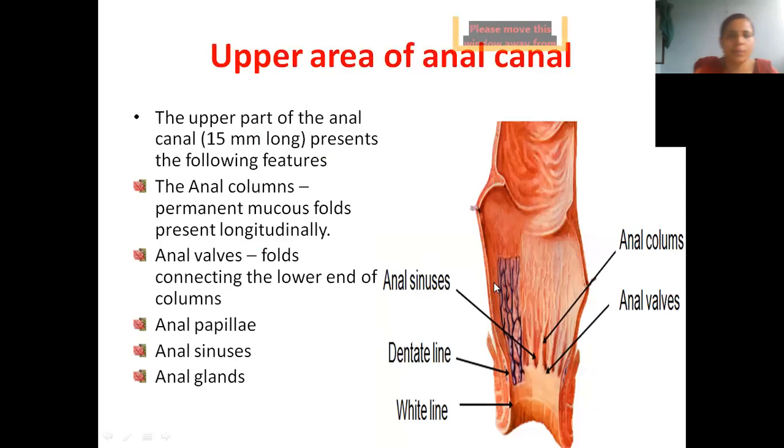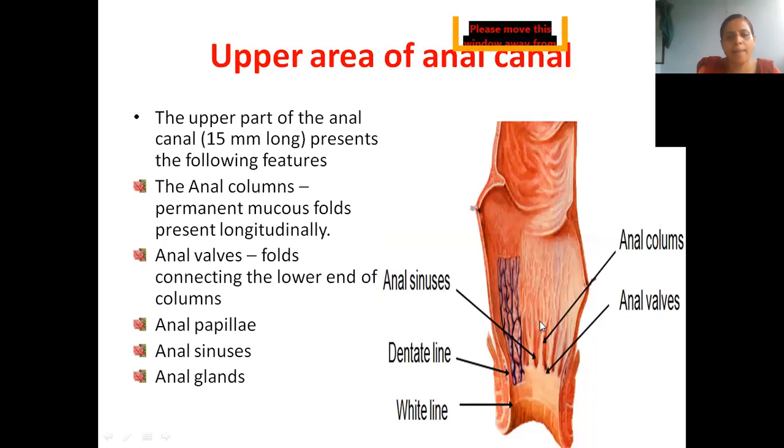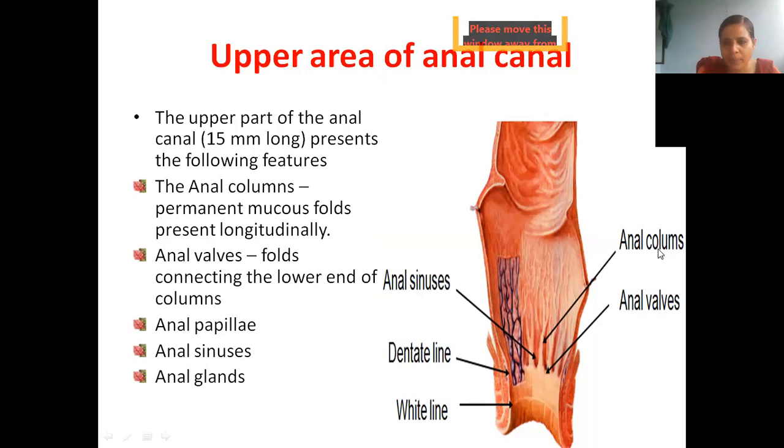Okay, now we are talking about this upper area which measures around 15 mm. Okay, the upper part of the anal canal, this one from here till here. As you can see here, it has certain folds which are anal valves and anal columns. This upper 15 millimeter area is the upper part of the anal canal.